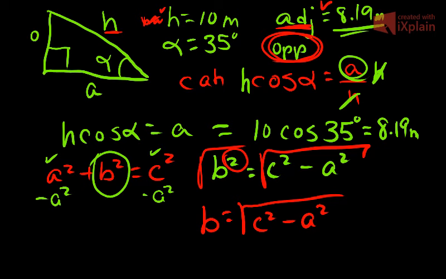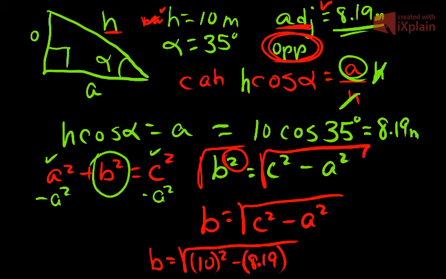So I'm going to get B is going to be equal to the square root of 10 squared minus 8.19 squared. And when you punch that into your calculator, what comes out? 5.74 meters. So you have solved for the last side. And we have completed our last example.